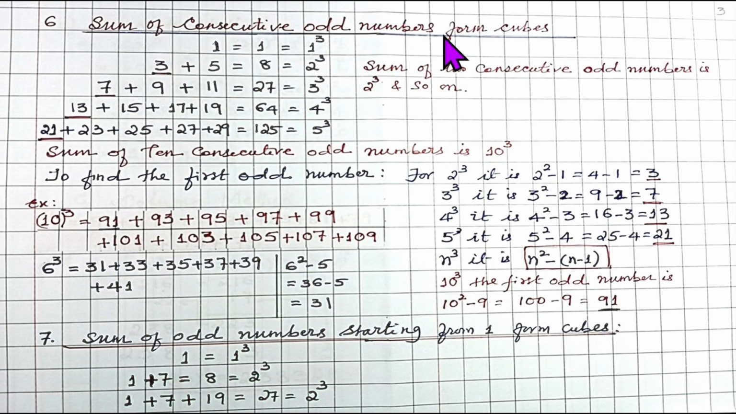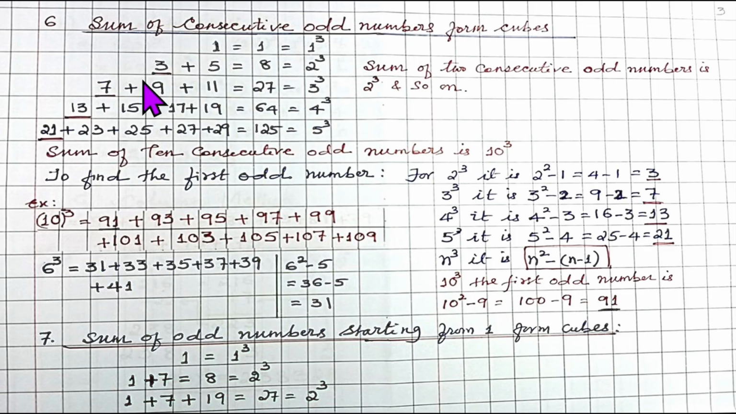Sum of consecutive odd numbers form cubes. Now if you take 1, then 1 is 1 cube, so 1 cube is 1. If you take 2 odd numbers starting from 3, that is 3 plus 5. 3 is the first odd number, the next odd number is 5, add consecutive odd numbers there. So 3 plus 5 becomes 8, and 8 is 2 cube.